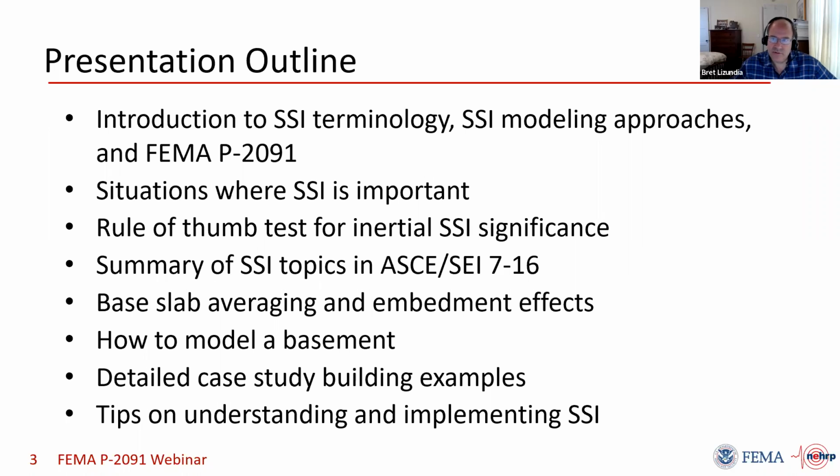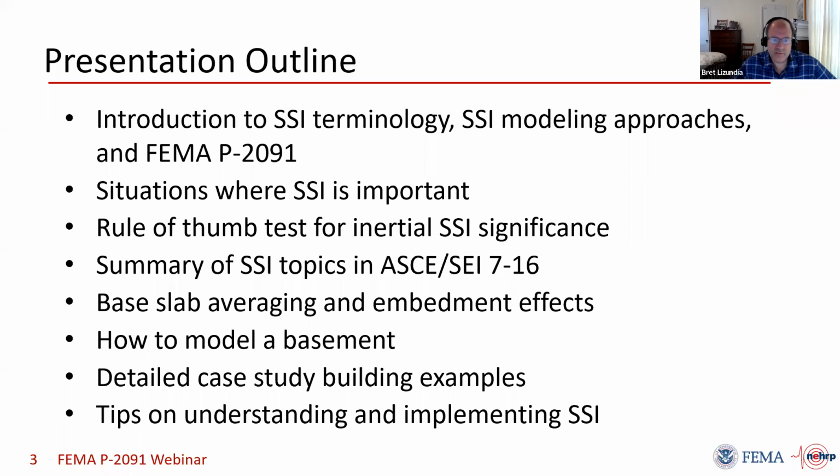Go over an example of the different ways that you can model a building with a basement. That comes up, and I'm sure many of you have already done that. You can see how what you've done compares with what we're suggesting. We'll have a couple of detailed case study examples at the end. Only a taste of those.